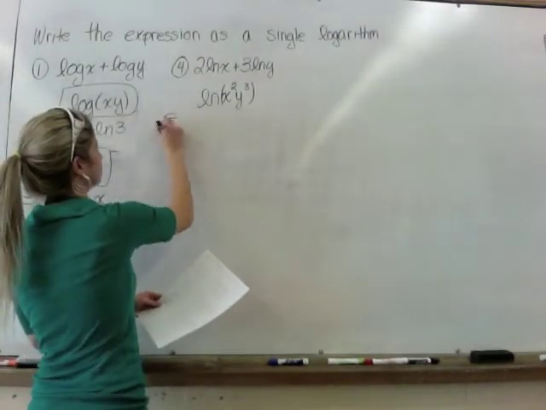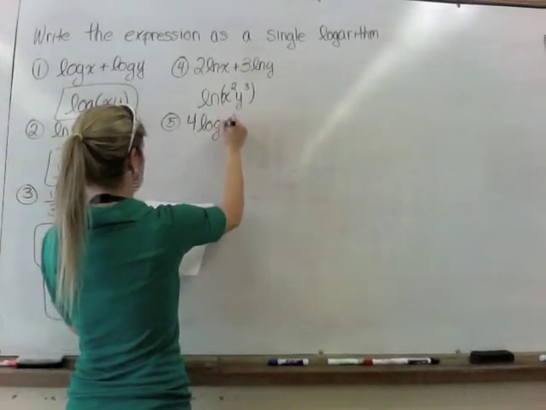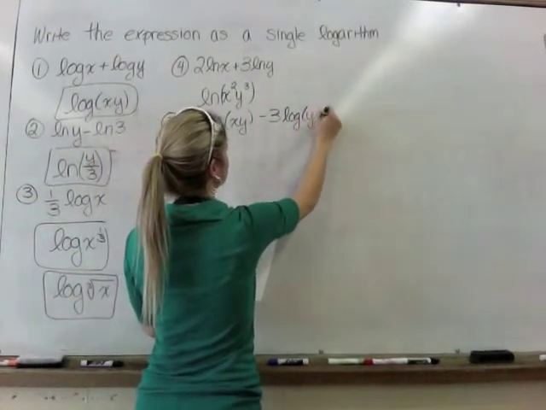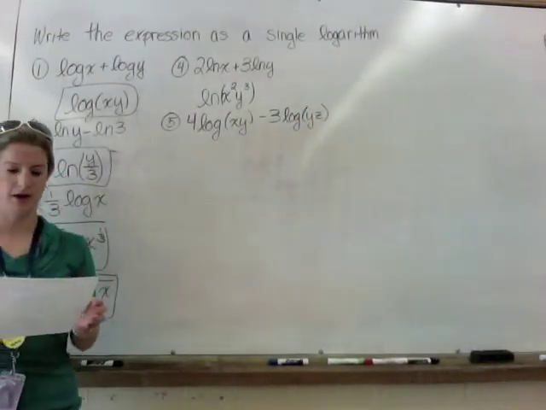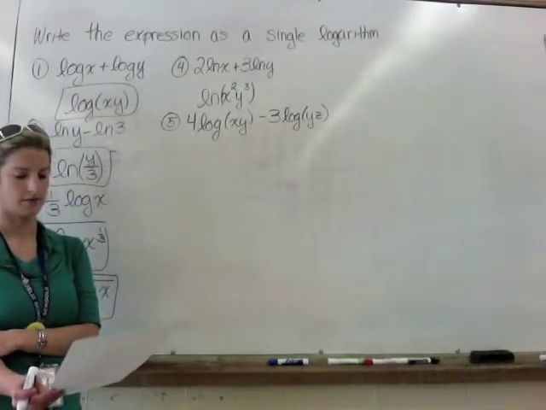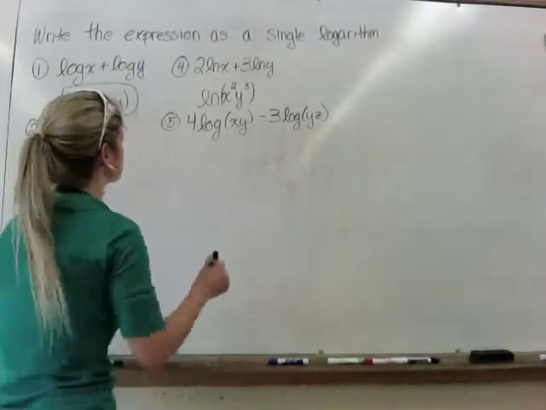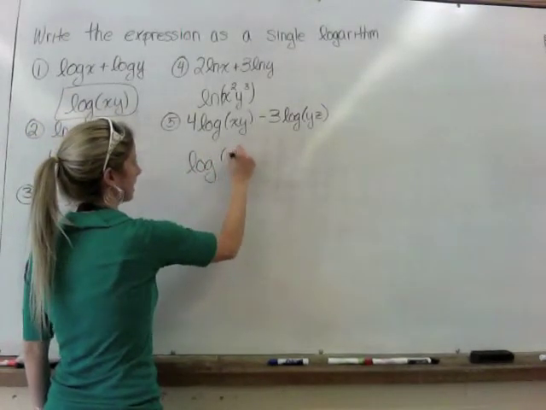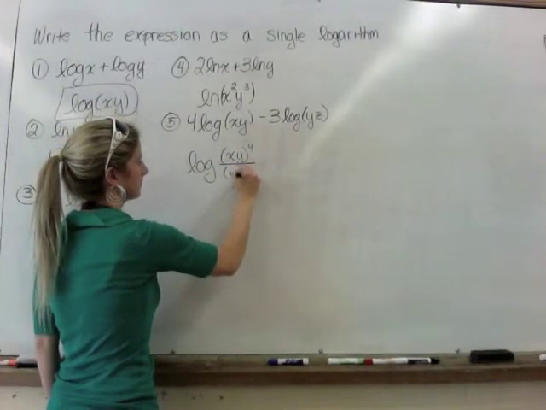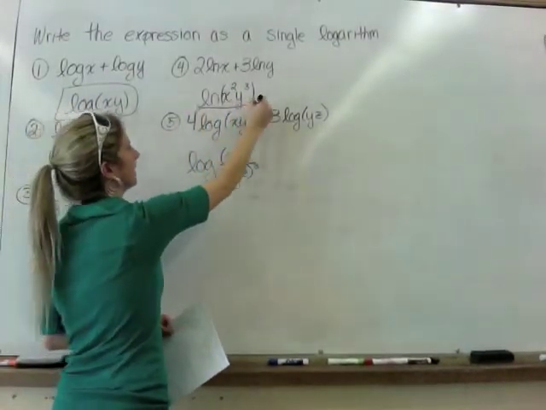All right, what about this one? Because you guys are so smart. Let's try this one. 4 times the log of xy minus 3 times the log of yz. Try that one. Yes, what do you got for me? Log of xy in parentheses to the 4th, divided by yz in parentheses to the 3rd. Very good. Remember before how we were bringing it down? Now we're going to do the same, and we're going to bring it up.